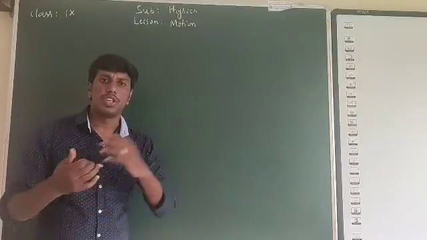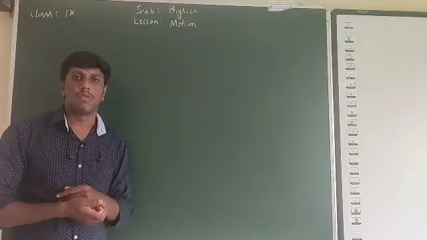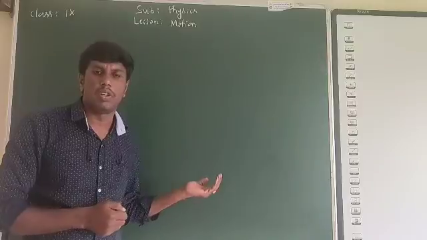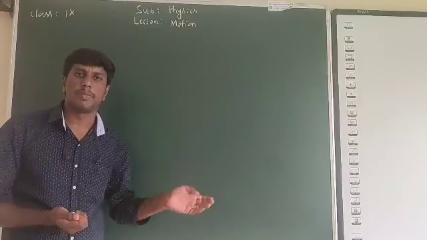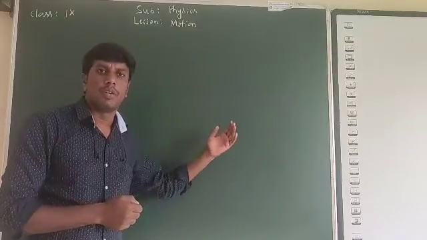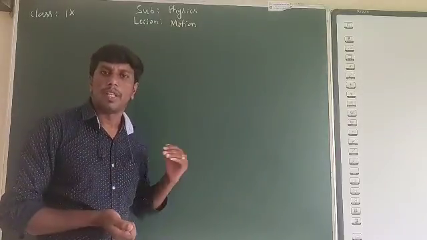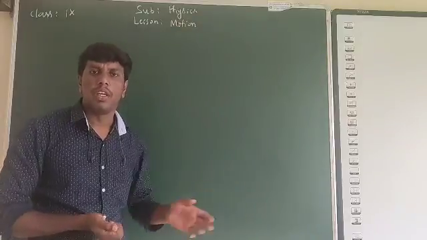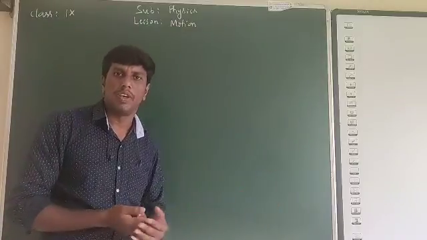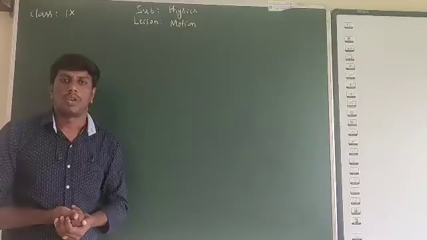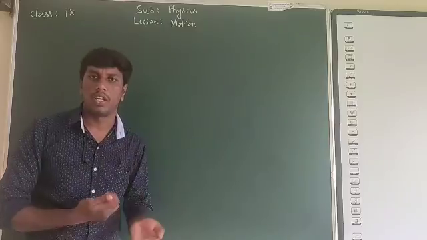To understand sudden changes of velocity, we came up with a new physical quantity, that is acceleration. The SI unit of acceleration is meter per second square, and acceleration is change in velocity divided by time. Mathematically, it is (v minus u) by t, where v is the final value of the velocity, u is the initial value of the velocity, and t is the time taken. If you find that, you will get the acceleration. These are the things we learned in our earlier class.